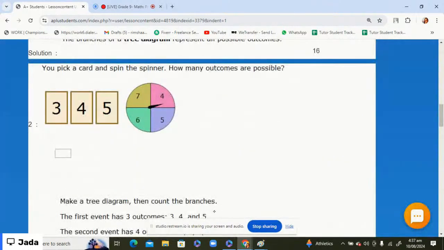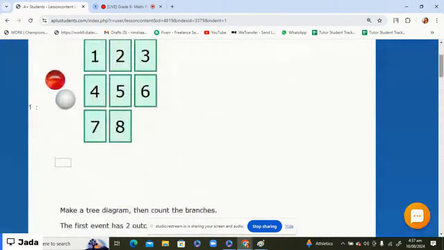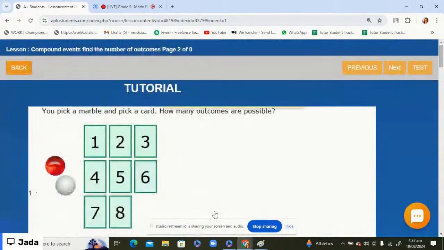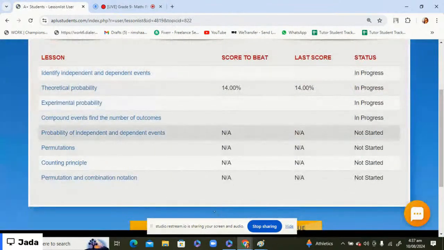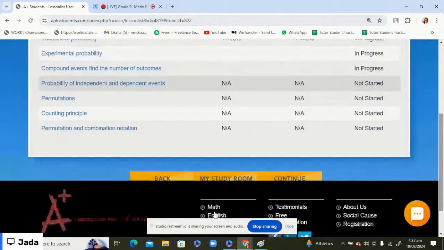Hope you guys understand this lesson as well. Now let's discuss the last lesson of the day: probability of independent and dependent events.